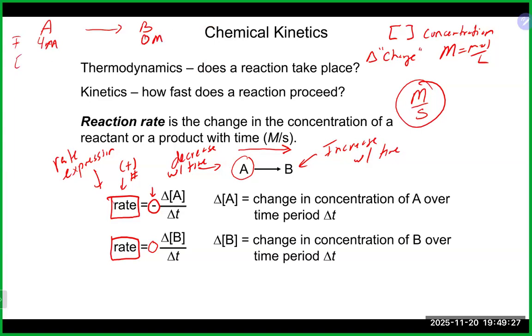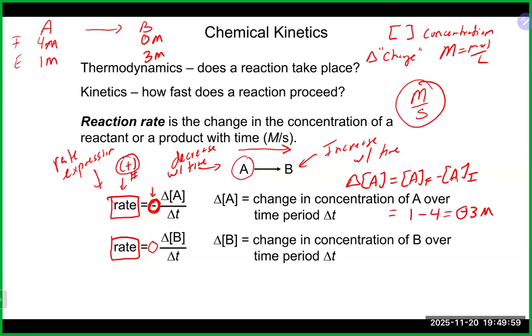And at the end of the reaction, maybe we ended up with 1 molar of A and 3 molar of B. So if we were to calculate the change in the concentration of A, you would take your final concentration of A minus your initial concentration of A. And if you do that, you will end up with 1 minus 4 in this case, or negative 3 molar. And that negative is counteracted by the negative in this formula to end up with a positive rate here.